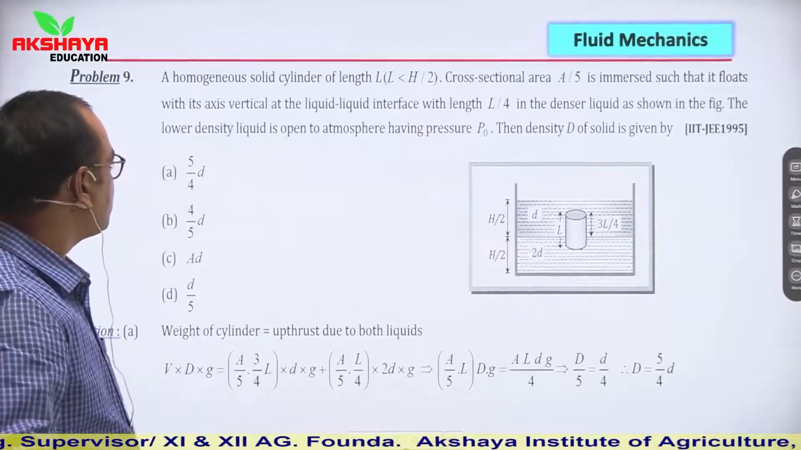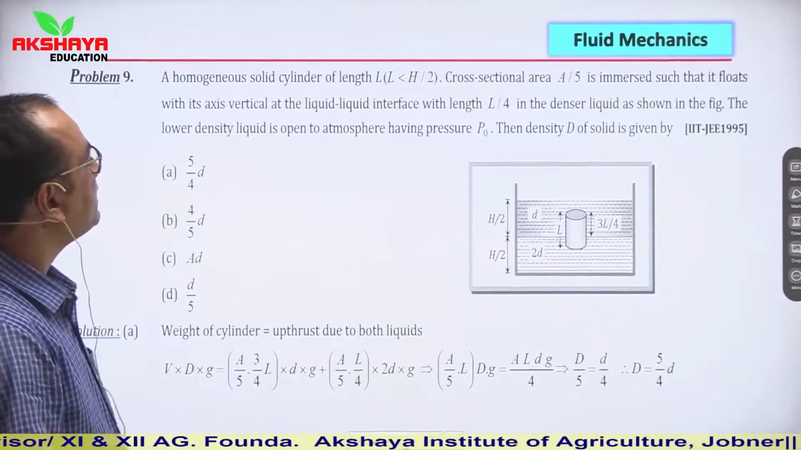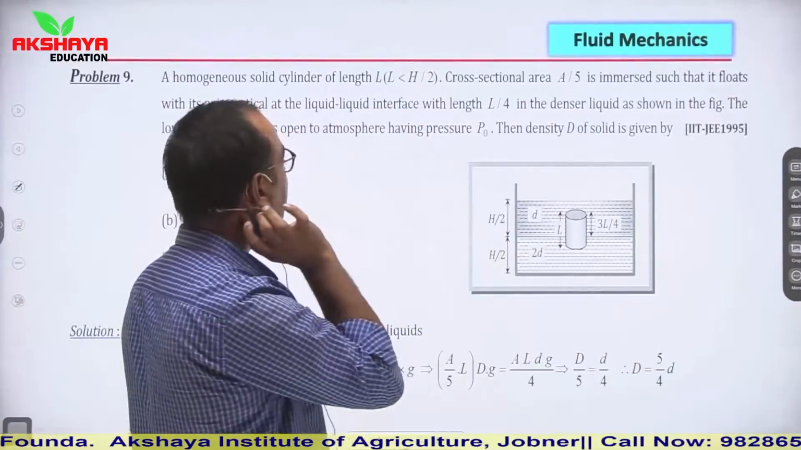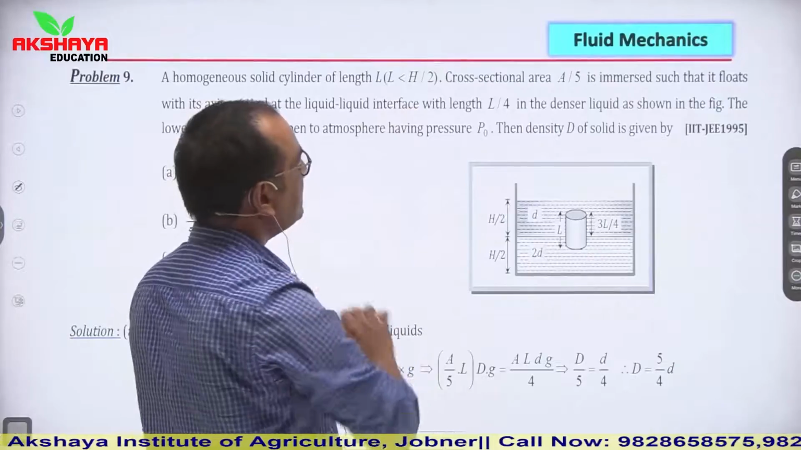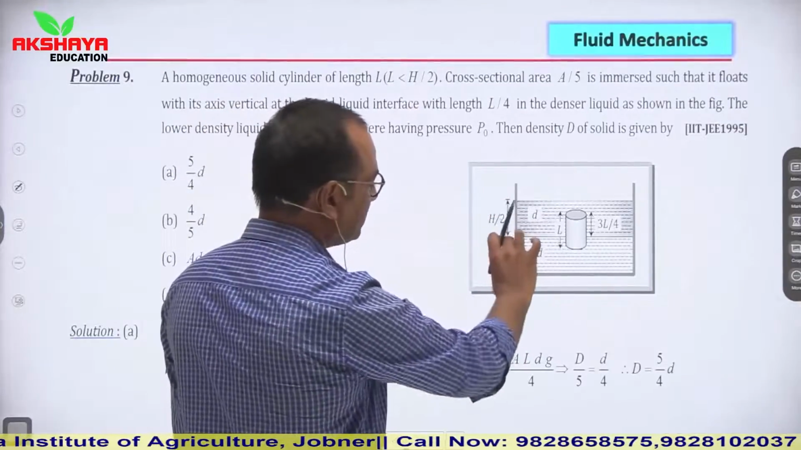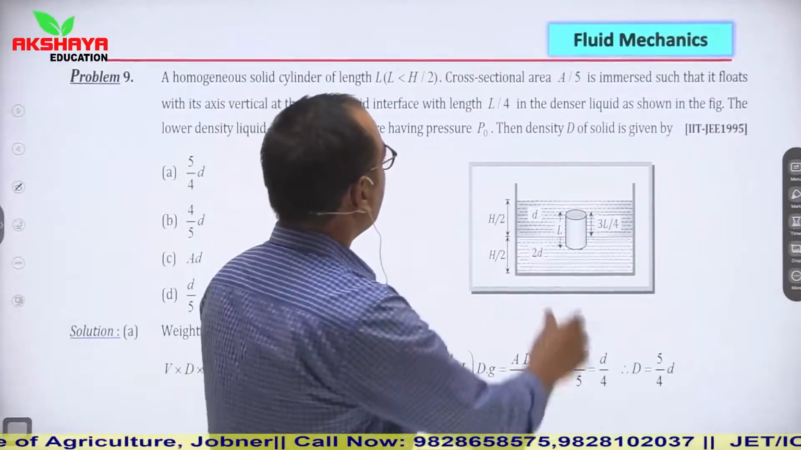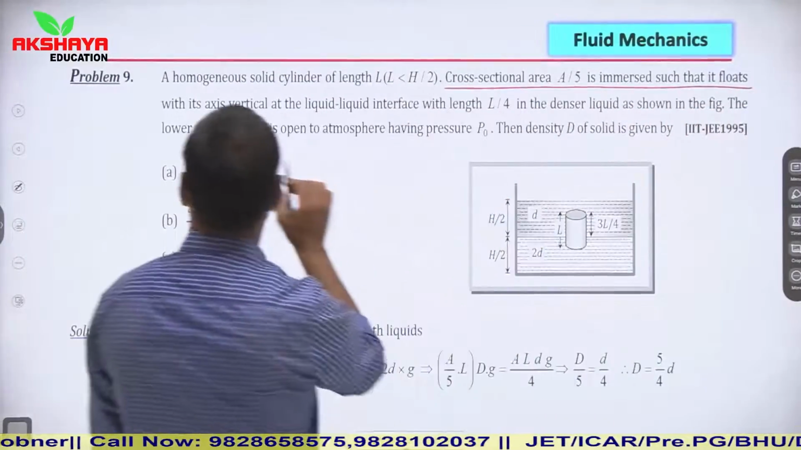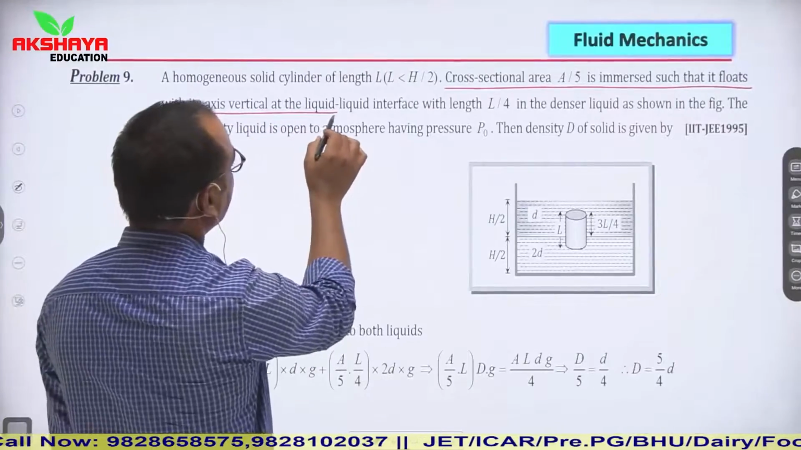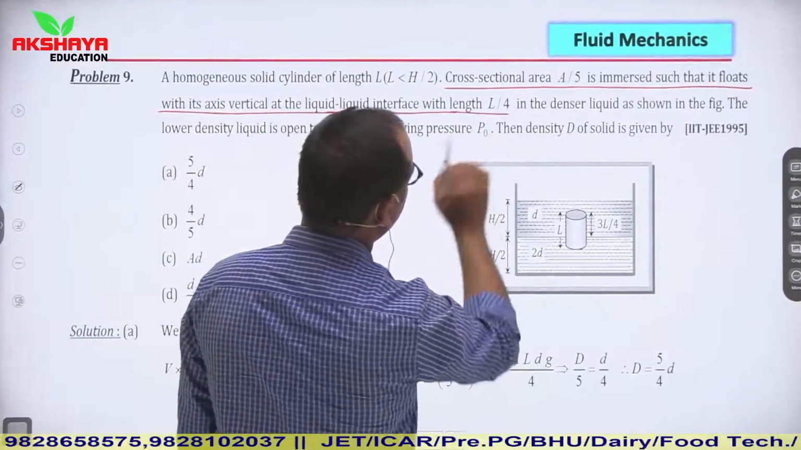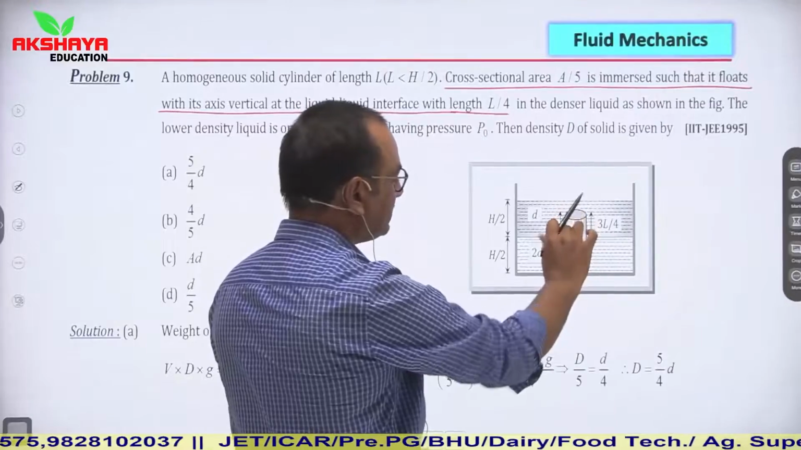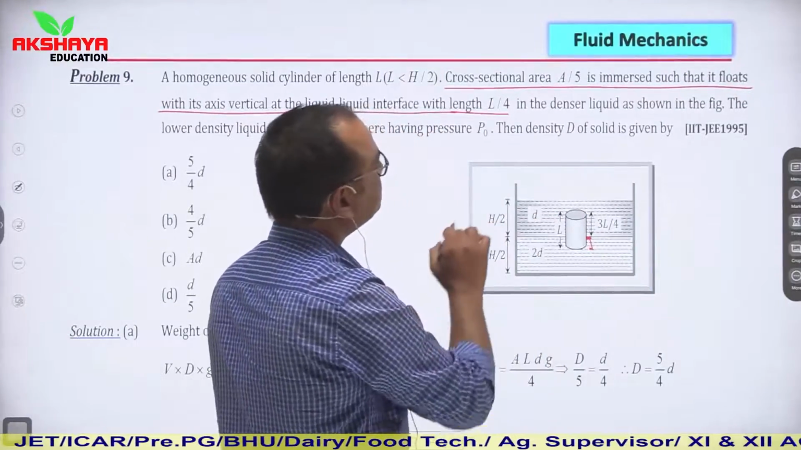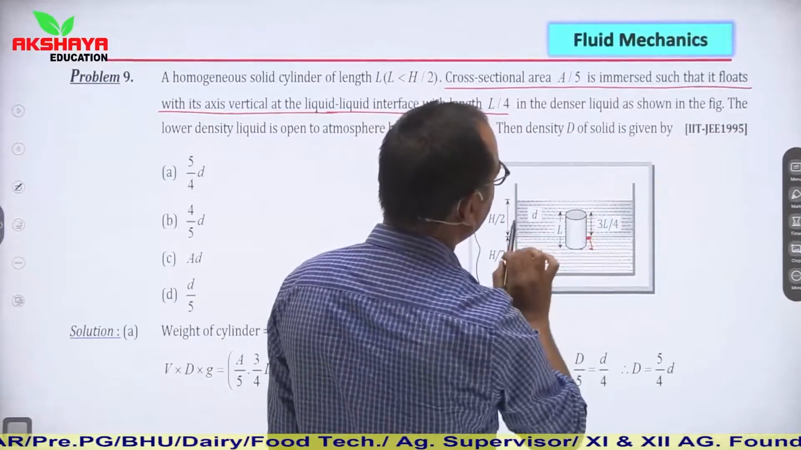So let us discuss this pattern of question. A homogeneous solid cylinder of length capital L is given, where capital L is less than h by 2, which means it is half of the height of the liquid filled. Cross-sectional area is A by 5. It is immersed such that it floats with its axis vertical at the liquid-liquid interface with L by 4 length in the denser liquid, as shown in the figure.